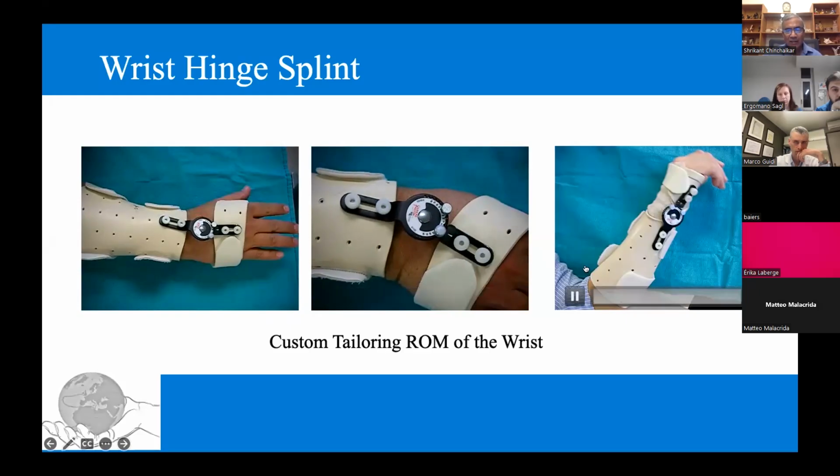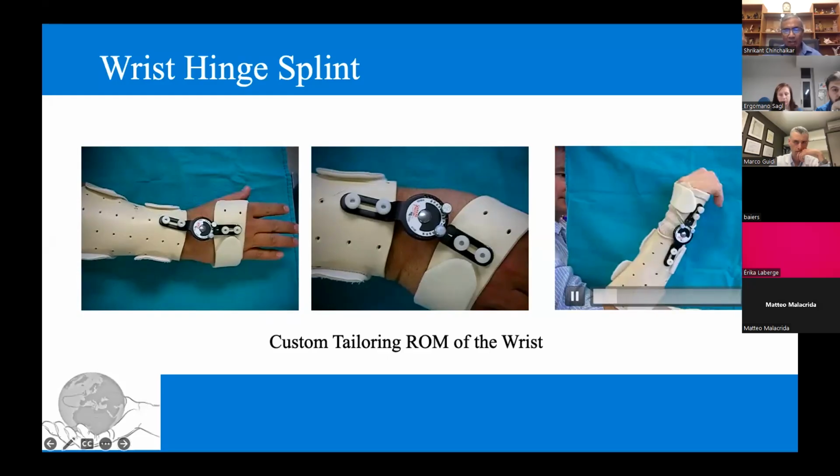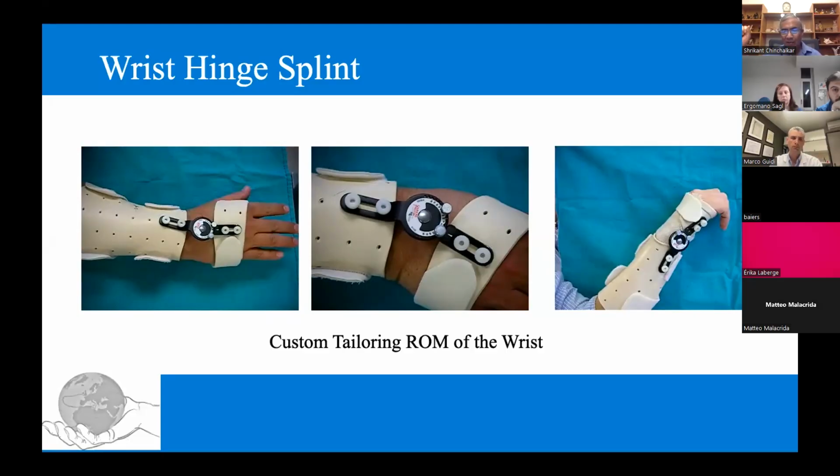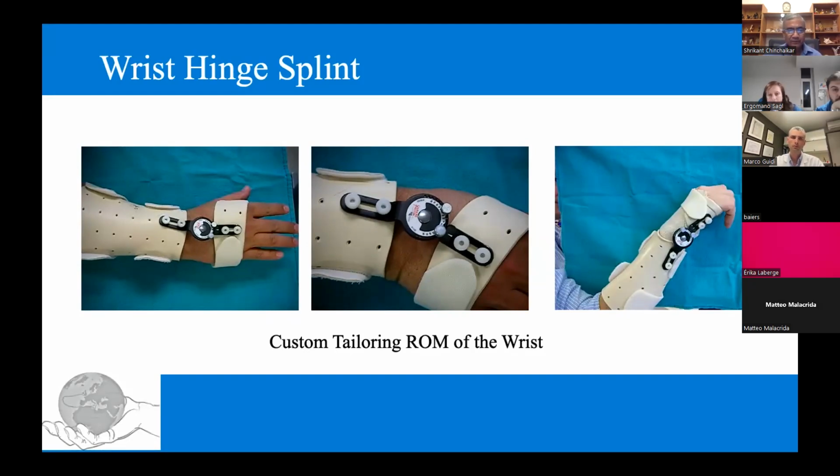And of course, this is for the capitolunate instability. As you can see, we can custom limit the motion that is aggravating and causing instability of the wrist joint.